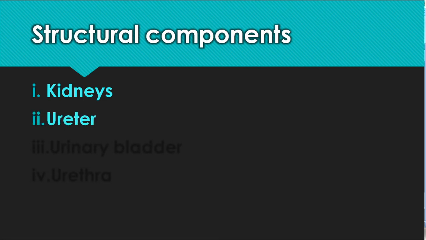The first component of the human urinary system is the kidneys. A pair of kidneys is found in humans, and the kidneys are attached with tubules that lead to the urinary bladder, and these tubes are called the ureter.